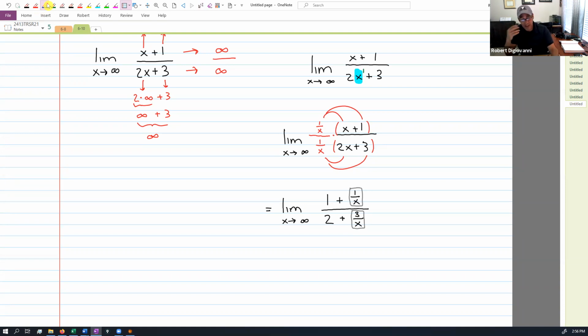So if I now take the limit, let x go to infinity, let it do its thing. This thing's going to head to 0. This thing's going to head to 0. And the only thing left is going to be the 1 on top over the 2 that was out front. And that's your answer, 1/2.